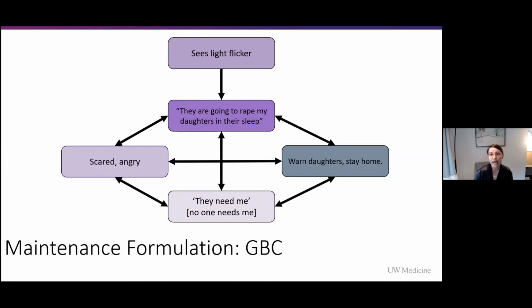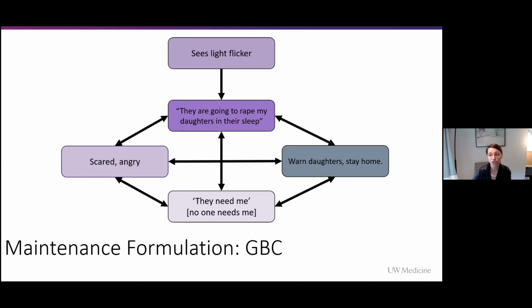And oftentimes what we see happen is that all of this information, which is probably neutral information, gets misconstrued and gets brought in by the individual as evidence. And before you know it, everything can be evidence, right? Or everything is evidence. So in this case, she came into session, she said, they're going to rape my daughters in their sleep. I said, how do you know that, or what led you to believe that that's what was happening? She said, well, I saw the lights of the street lamp flicker outside my room, and they were telling me that they were going to rape my daughters in their sleep.